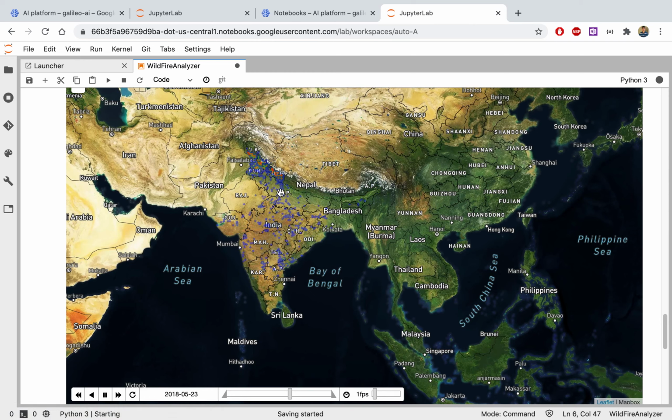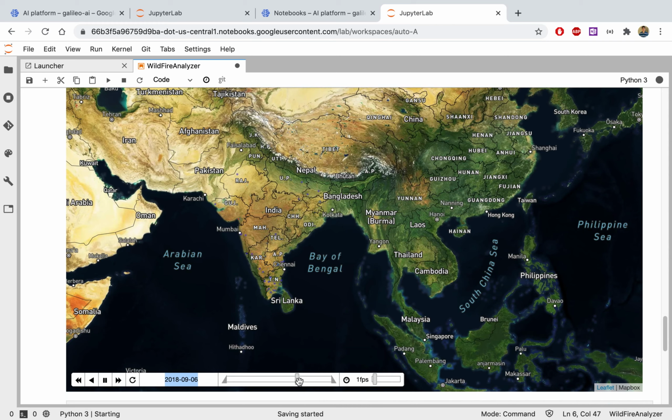So you get a lot of wildfires around Punjab and Himachal Pradesh, where you do have a lot of farming going on. So let me take it a little further. And by the August time, when it's monsoon, it's almost gone. And then December looks fine.